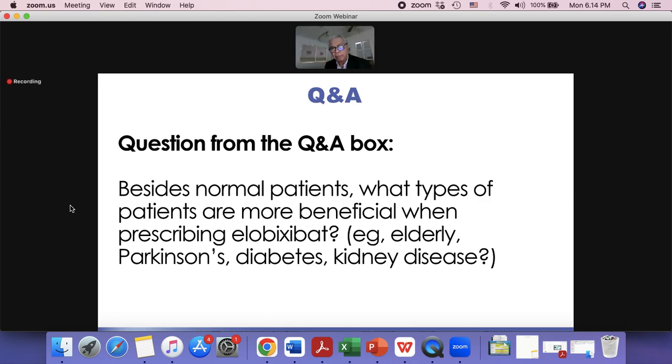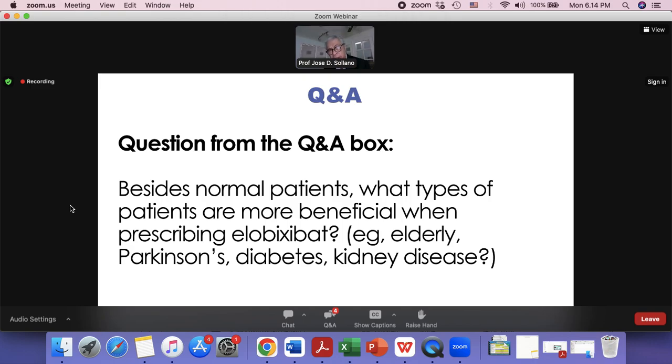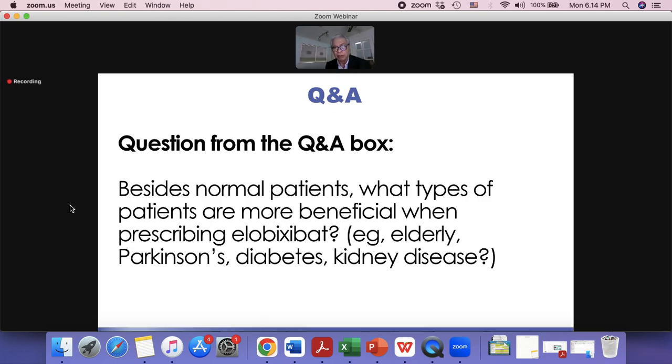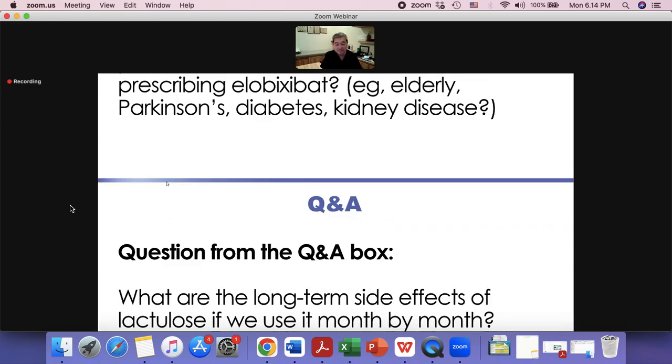I think there are several publications already of a few series of patients exactly looking at all these diseases that are here in the slide, which used Elobixibat. It's safe, of course. Efficacy is also acceptable. Okay, I think with that question, we can now call this meeting to a close.